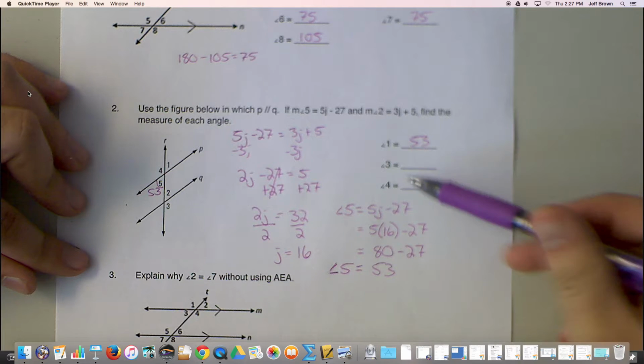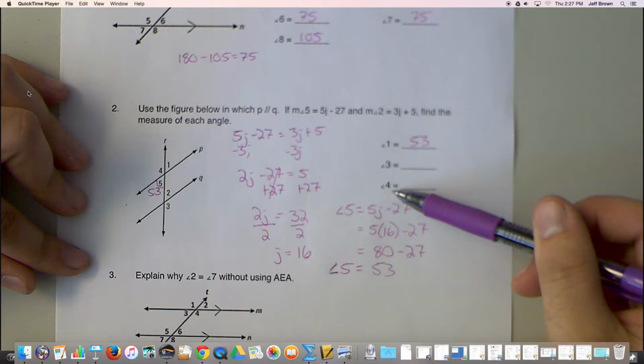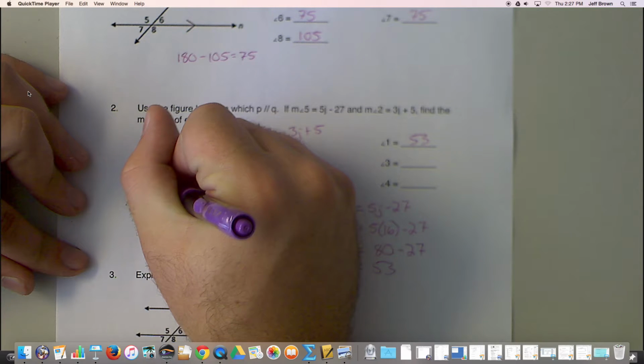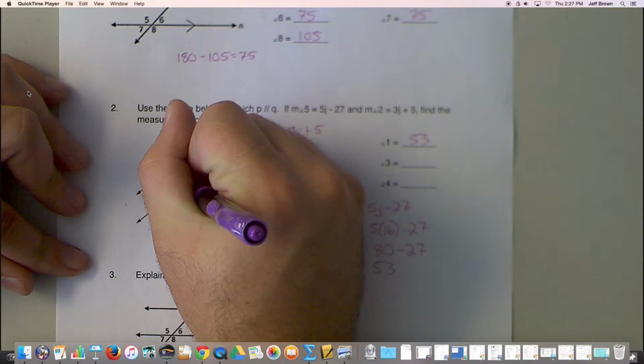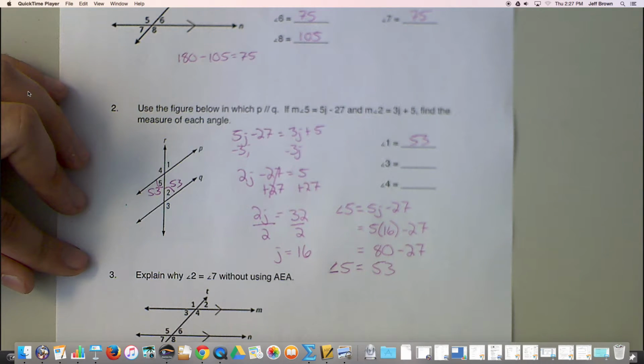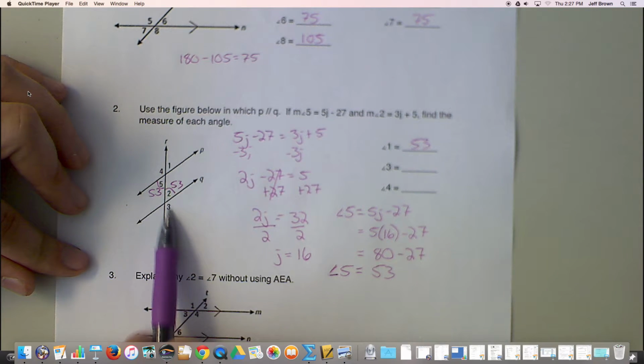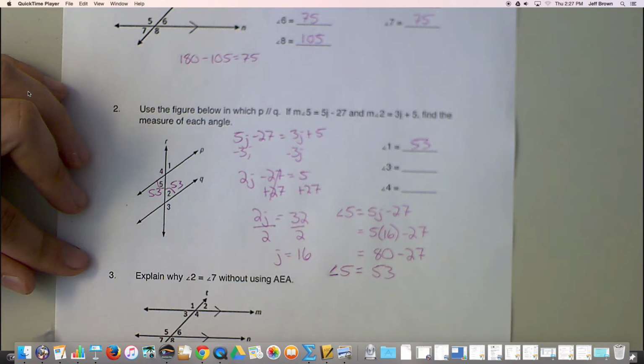I'm still looking for angle 3 and angle 4. Those ones are going to be a little bit harder to find. So I know that angle 5 and angle 2 are the same, right? We already said those are alternate interior angles. So angle 2 is also 53 degrees. It doesn't necessarily ask us for that piece. Okay? But down here, I have that angle 2 and angle 3 are forming this line here, this transversal. And so they must be supplementary and must add up to 180.